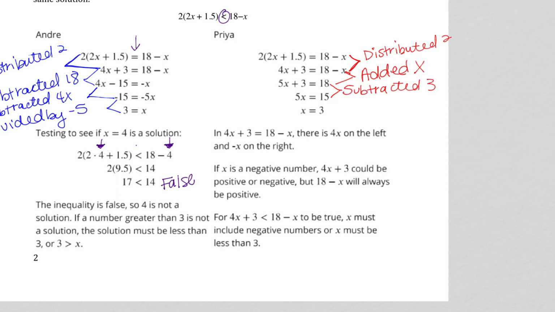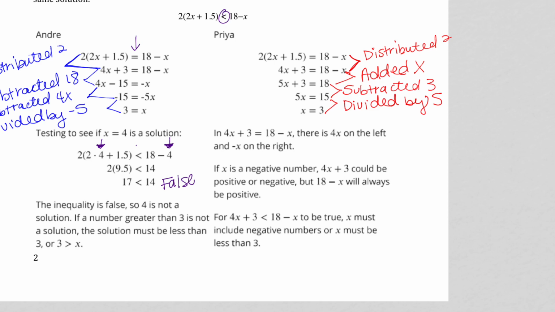Okay, and last up, what'd she do? Divided by 5. All right, then she used some logic and reasoning here. In 4x plus 3 equals 18 minus x, there is a 4x on the left and a negative x on the right. If x is a negative number, 4x plus 3 could be positive or negative, but 18 minus x will always be positive.